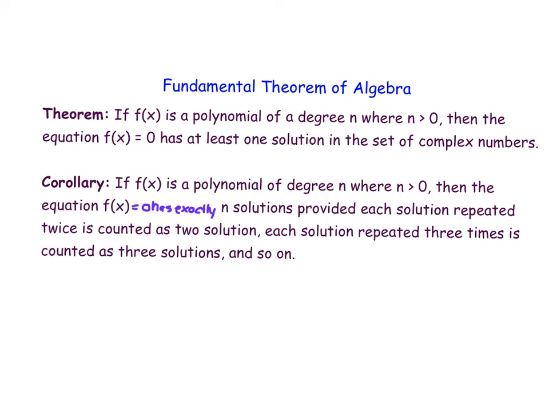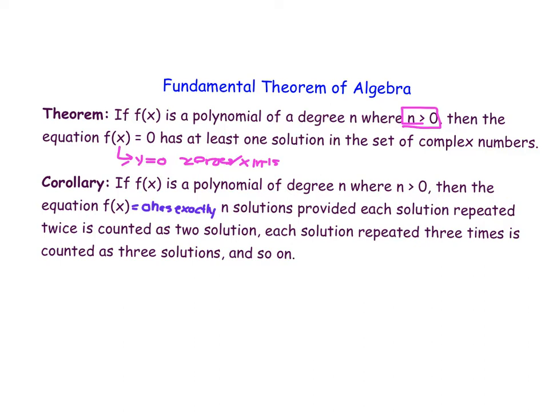The theorem states that if f of x is a polynomial of degree n, where n is greater than 0, so this means a degree 1 polynomial or larger, then the equation f of x has at least one solution in the set of complex numbers. So remember, this f of x equals 0 is really saying that y equals 0. So this is when we're finding our zeros slash x intercepts. So essentially what this theorem states is that if your polynomial has a degree n where n is greater than 0, you will have at least one solution in the set of complex numbers.